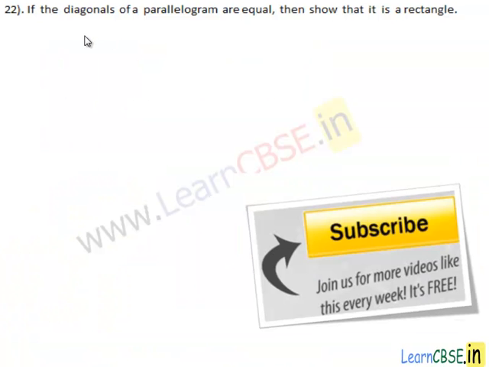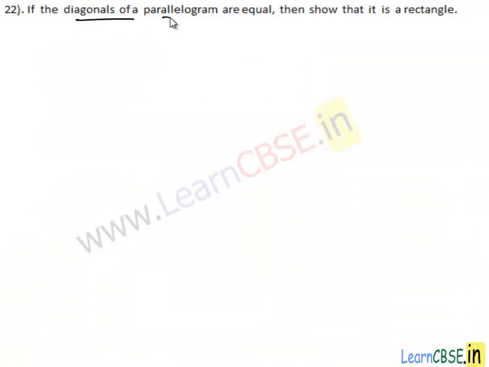Let's move to the next question. Here we are given, if the diagonals of a parallelogram are equal, then we have to show that it is a rectangle. To solve these kinds of problems, we should apply a definite pattern. Here we write the given statement, and then our aim, what we have to prove, and then we prove it according to necessary conditions and by applying geometry.